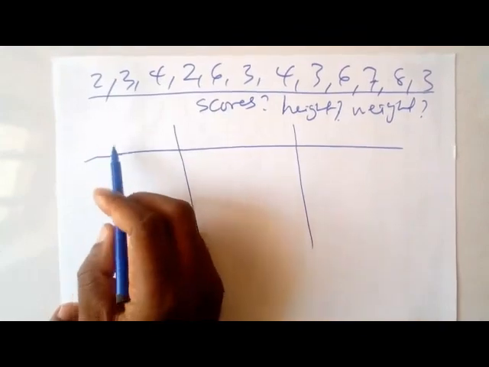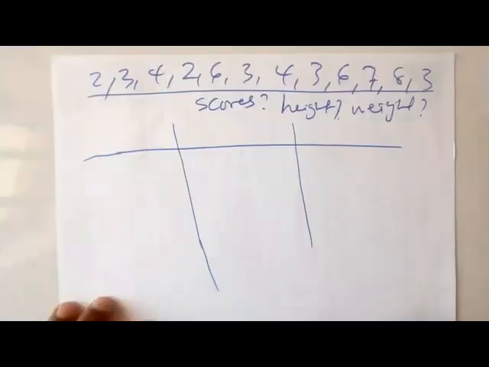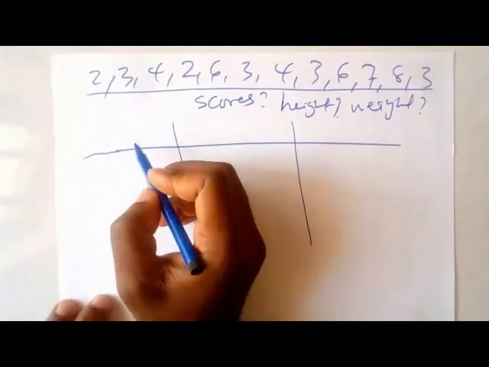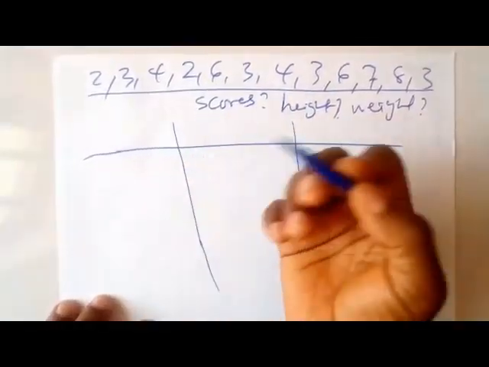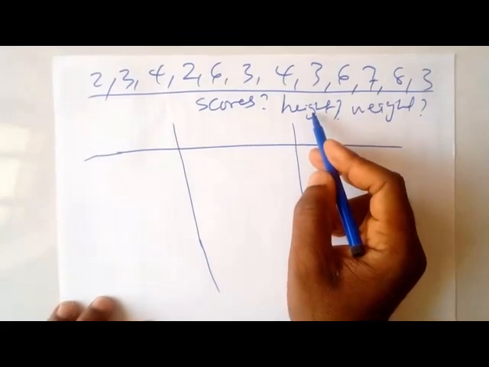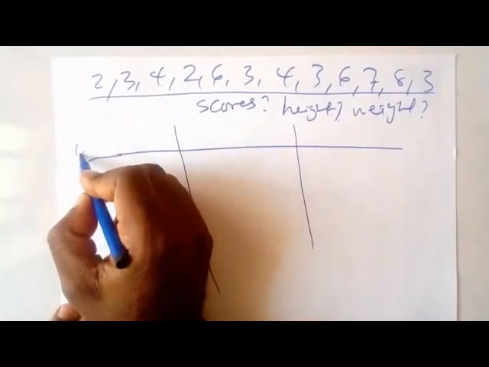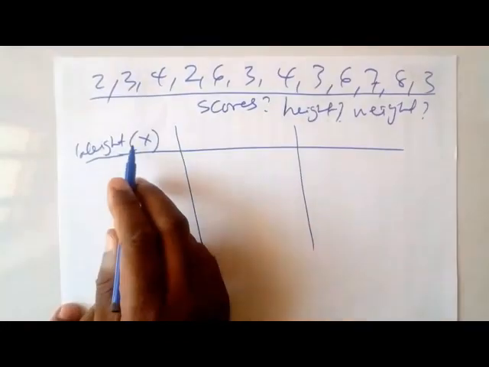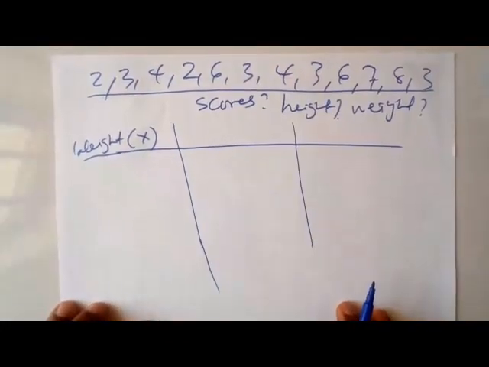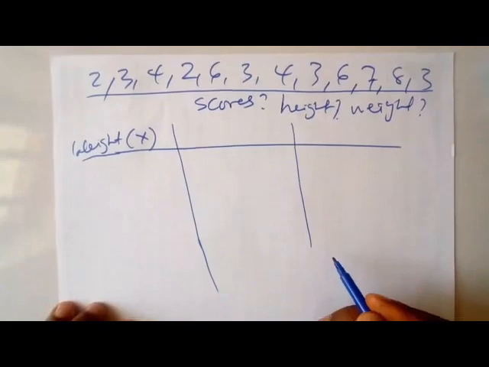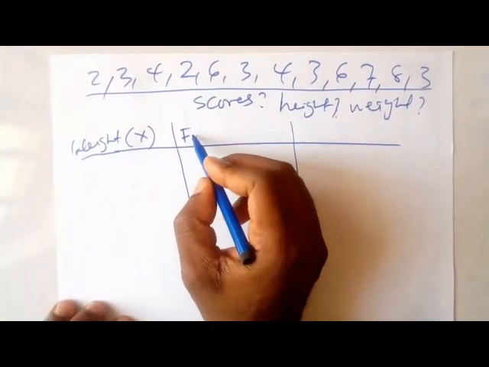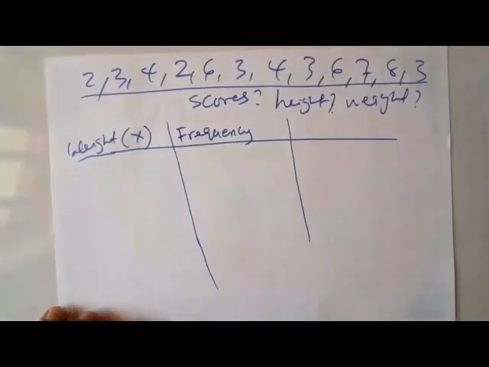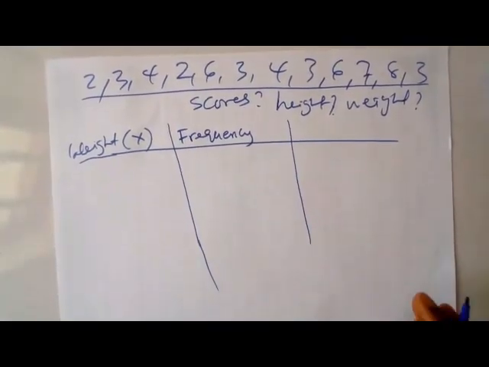Then the item will occupy the first column. Whatever it is, normally we usually use X. Let's say it is weight, whatever it is, we are going to represent it as X. Then this is the column for frequency. Frequency means the number of times it appears.